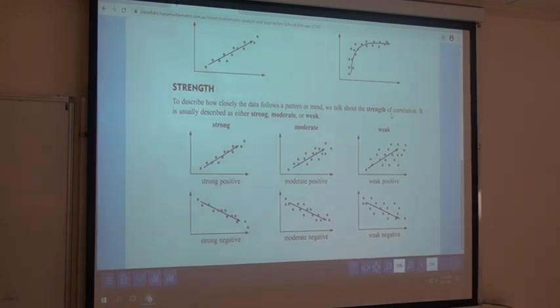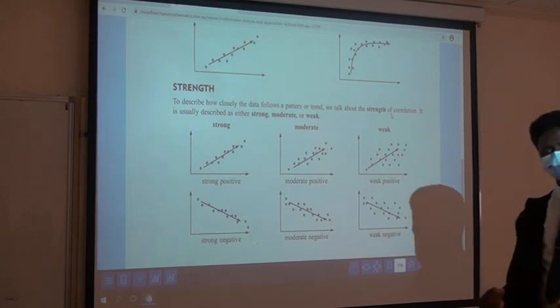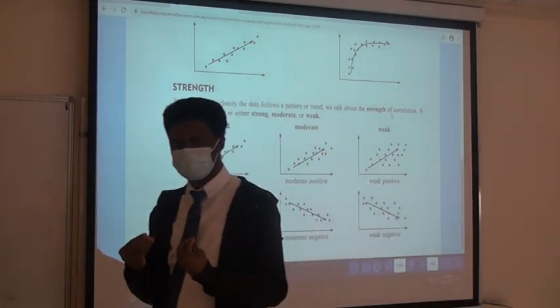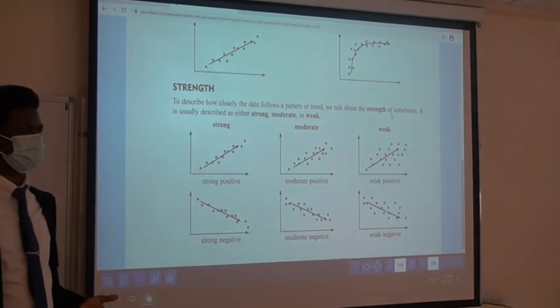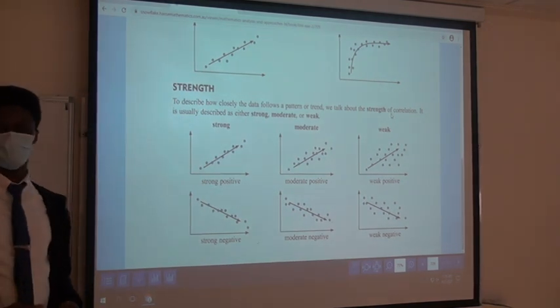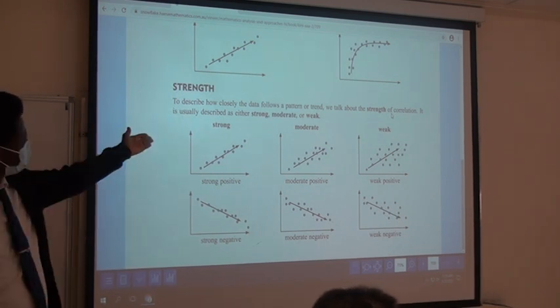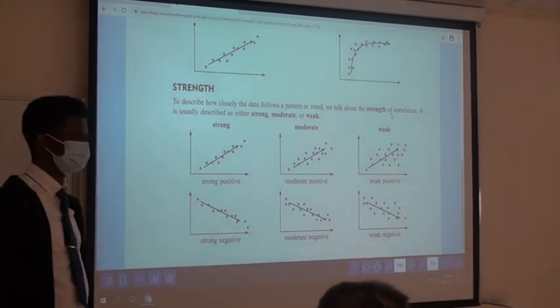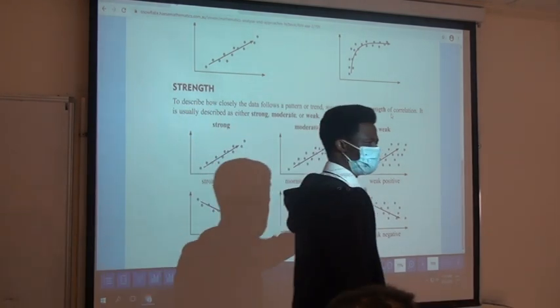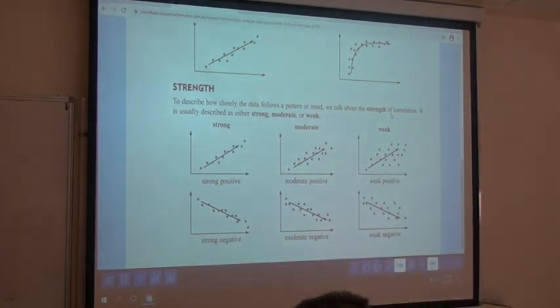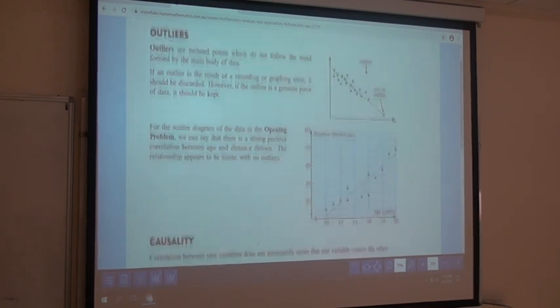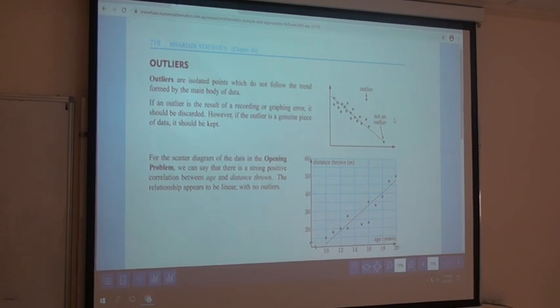How strong is that relationship? Because the strength of that relationship can then tell you how trustworthy your prediction is, how reliable the prediction is. We can have strong, moderate, and weak, both positive and negative. There is a range of values, because there's something called the correlation coefficient. Before then, let's talk about outliers.